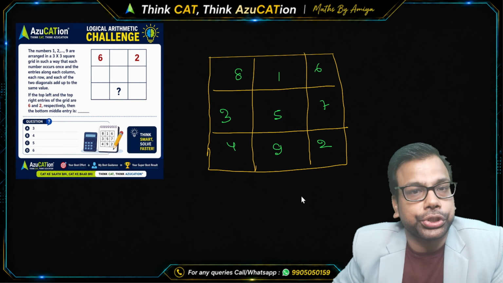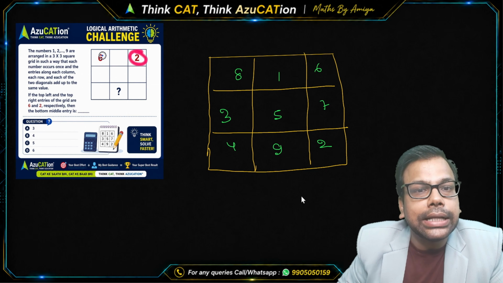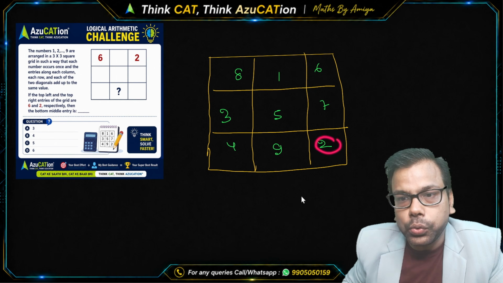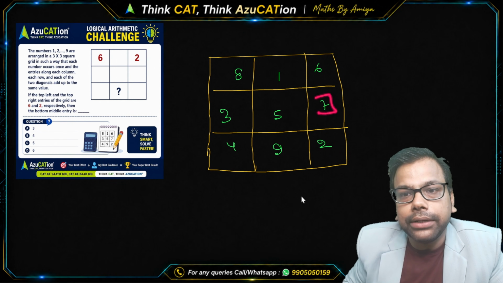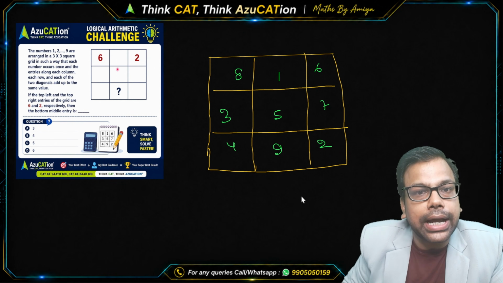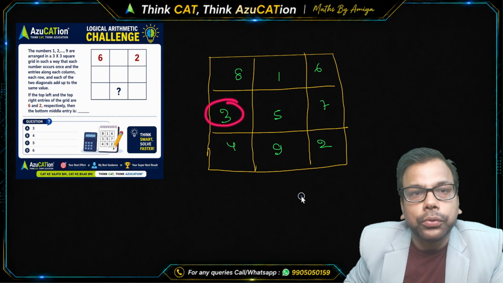Now, what is our question? We have 2 and 6 data given. The middle value is 7, so this value is 7 and we want the opposite of the middle value. So the opposite of the middle value, that is 3, is the answer of this question.